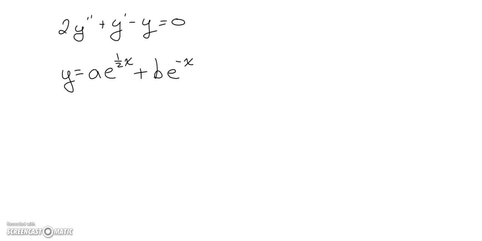Well, we don't have all the information we need yet. I can't start substituting in yet because I don't have all the information. I've got to get y prime and then y double prime. All right, y prime would be 1/2 a e to the 1/2 x. Perfect. 1/2 a e to the 1/2 x, and actually you could change that plus to negative b e to the negative x.